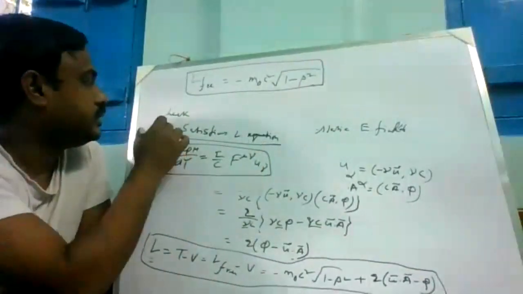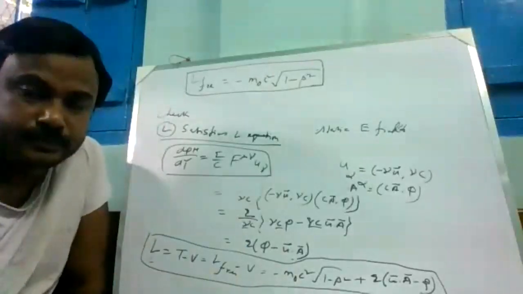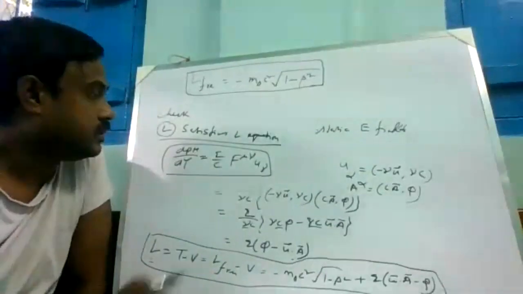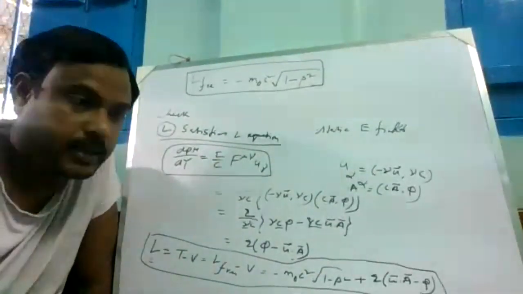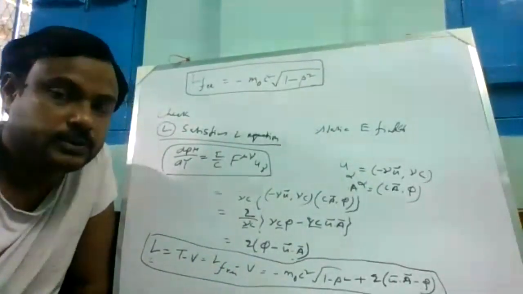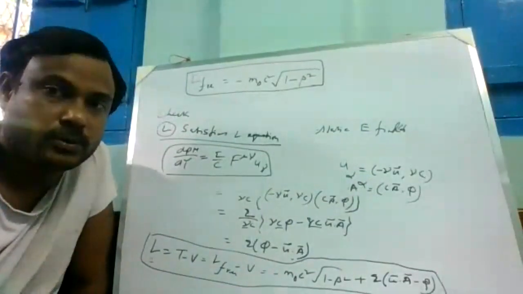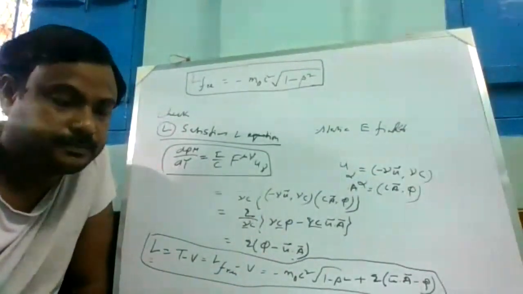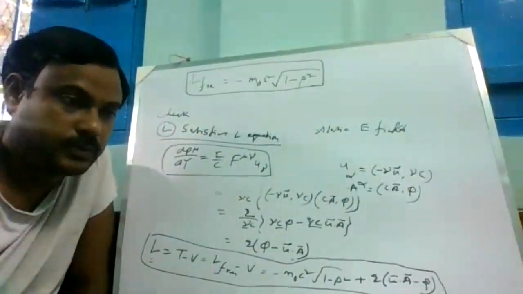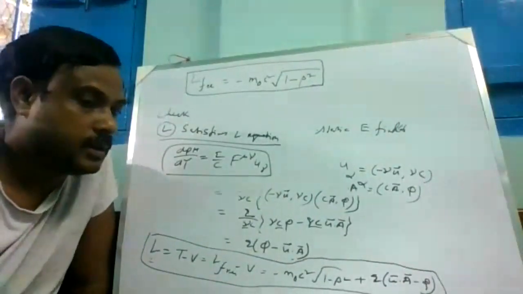So if you use this Lagrangian here and then use the Lagrange equation of motion, then you will get this, provided you replace d/dt with respect to ∂/∂τ. And velocity is of course u.